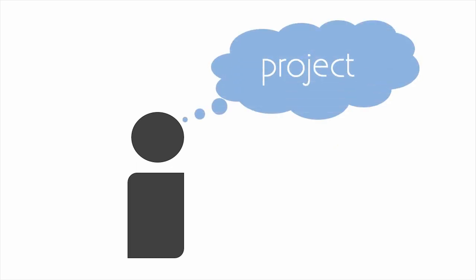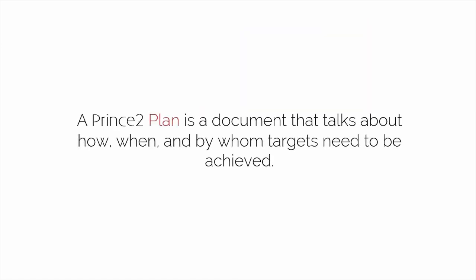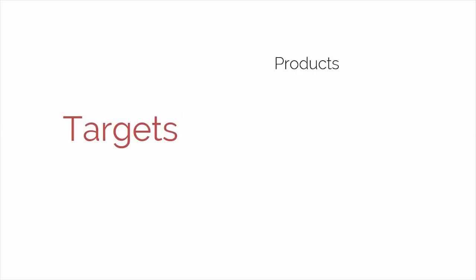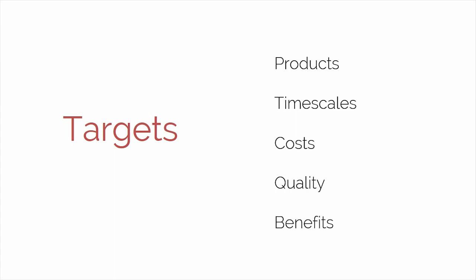The very act of planning helps the project management team to think ahead, to basically mentally rehearse the project. The plans theme provides a framework to design, develop, and maintain the project's various plans, such as the project plan, stage plans, team plans, and exception plans. A PRINCE2 plan is a document that represents how, when, and by whom targets need to be achieved. These targets include products to be created, timescales, cost, quality criteria to be adhered to, and the benefits that the project is expected to offer.